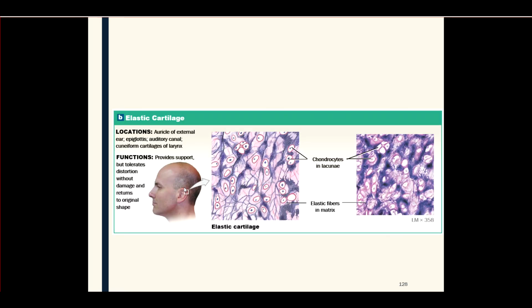So this is the auricle of the ear right here. If you were to pull this down, it would pop back up. What we have here again is a lacuna with the chondrocyte living in it, the same as hyaline cartilage. But notice these little black lines right here? The black lines represent elastic fibers. That's what gives the cartilage the ability to be stretched and then recoil back to normal. This is what the cartilage would look like in our epiglottis and in the auricle.